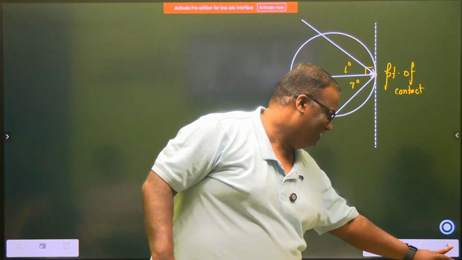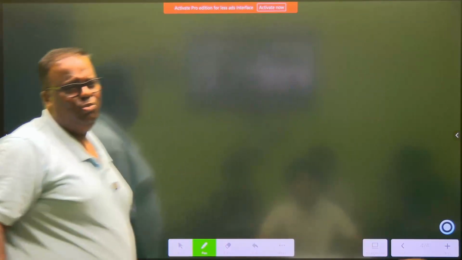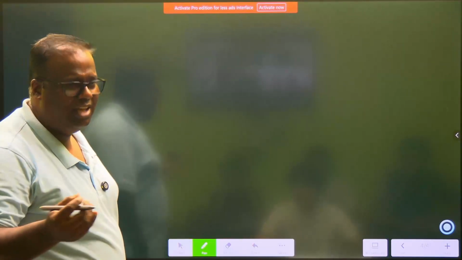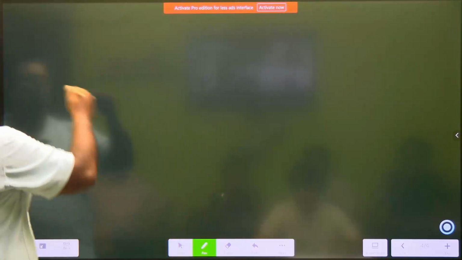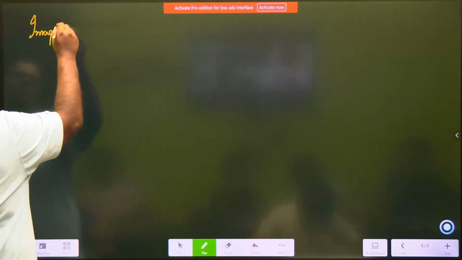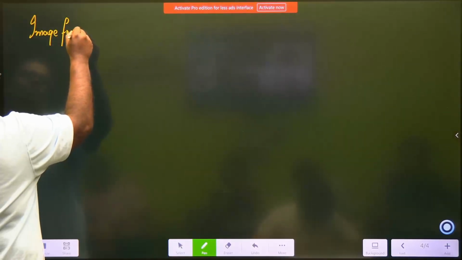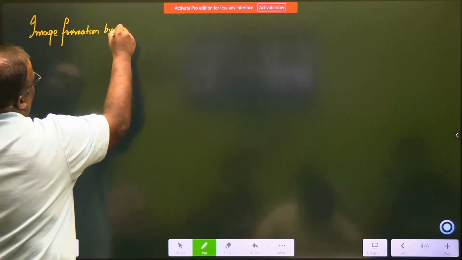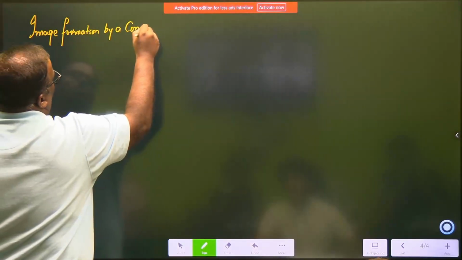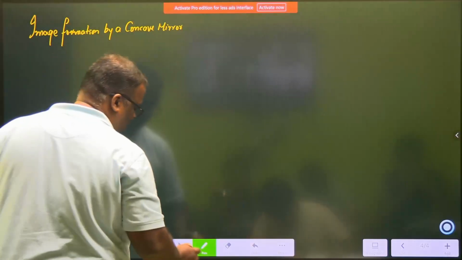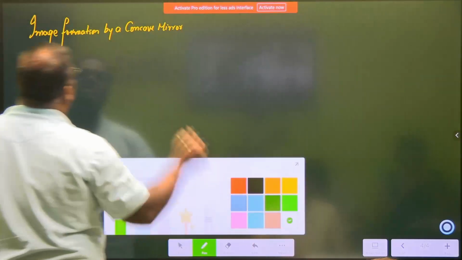Yes. Good. Okay. So we go to our section, which is actually the most, I'll not say hated. People find it difficult, but it's not difficult. Image formation by a concave mirror. Now, your problem is that you all don't understand.